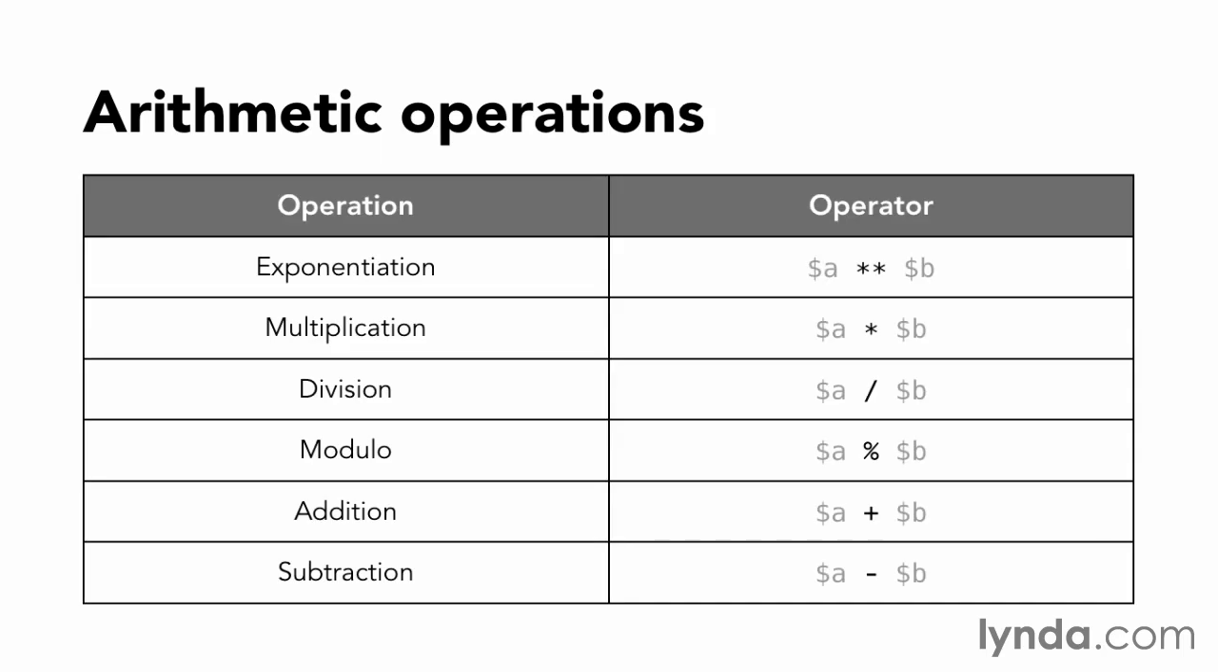Bash supports 6 basic arithmetic operators: exponentiation with double asterisks, multiplication with a single asterisk, division with a /, modulo with a % sign, addition with a plus, and subtraction with a minus.